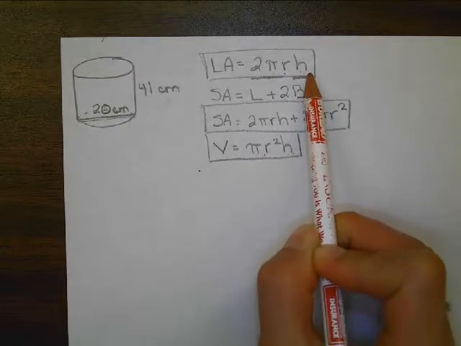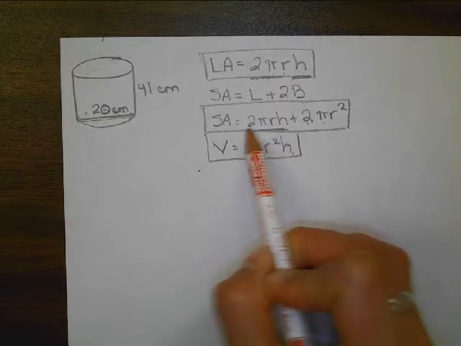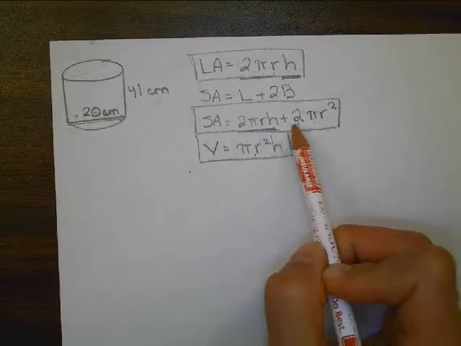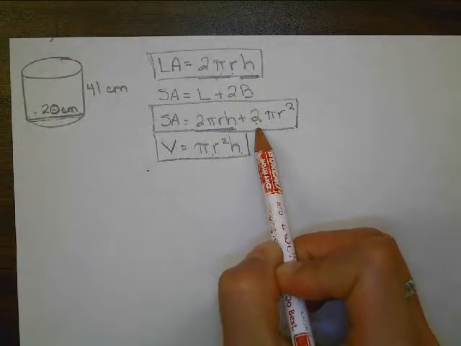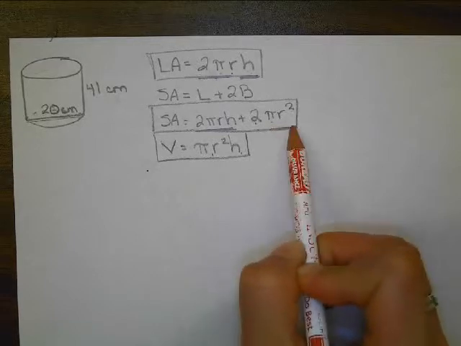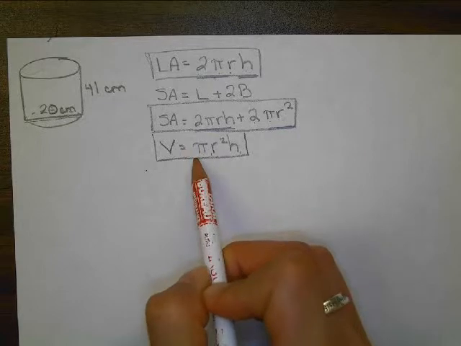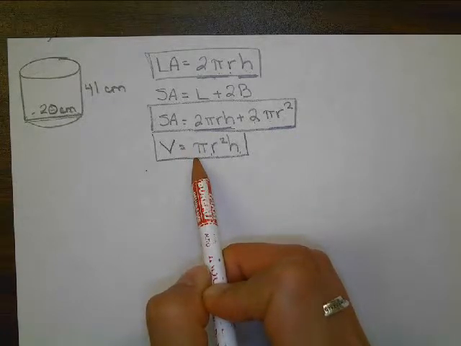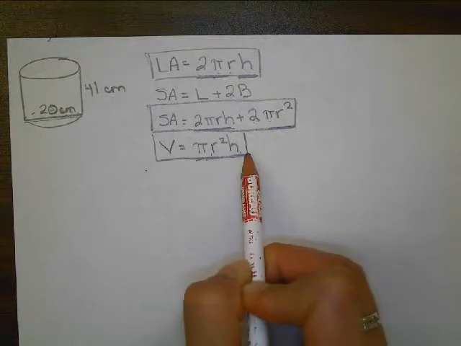So it's just P H. The cylinder, again, we know that the surface area includes the lateral area plus both of the bases, and in a cylinder, our bases are circles, and the area formula for a circle is pi r squared. And then again, for volume, it's big B times H, where big B is the area of the bases, and for a cylinder we have a circle, so that's pi r squared times H.